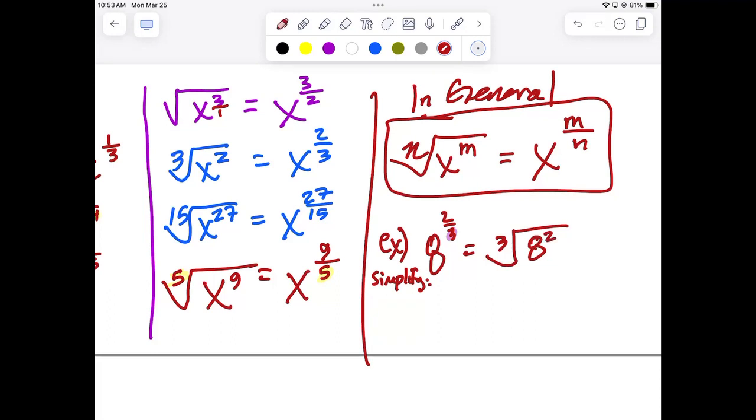Remember I said when you learn a new language, you have to convert it back. Is that something that we can work with now? What's 8 squared? Whoa, there's a bag there. No, it's my fault. That's 64. So that's the cube root of 64.